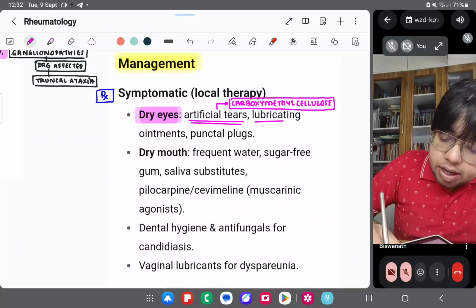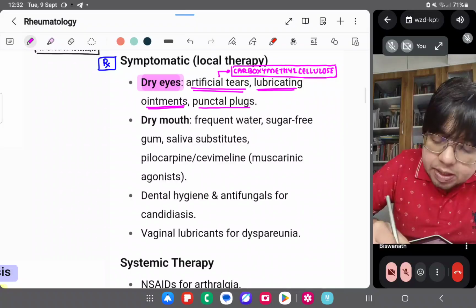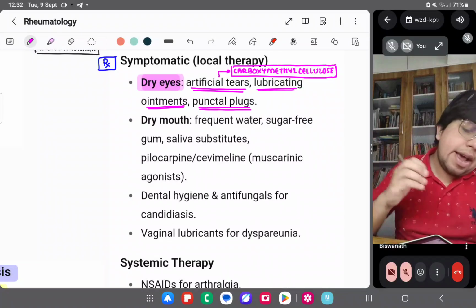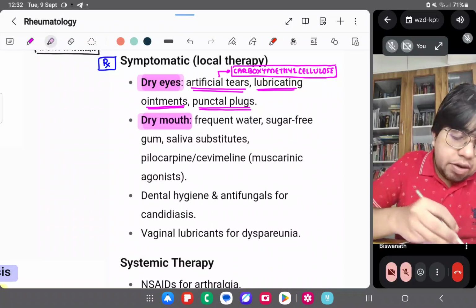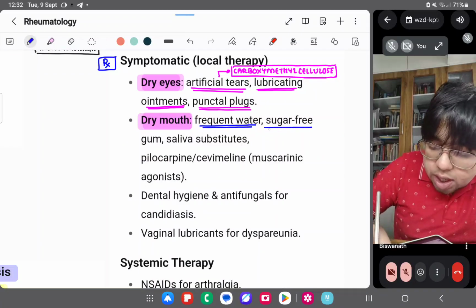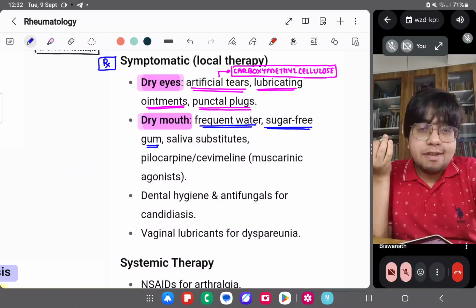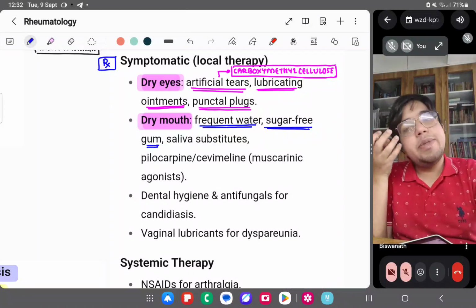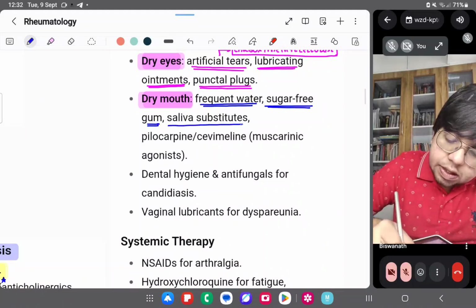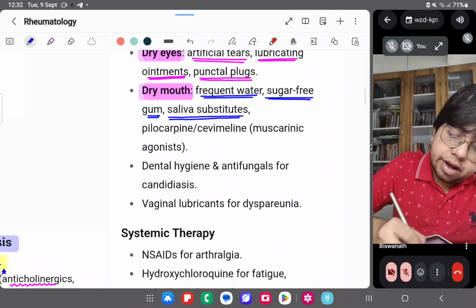Okay. You can give lubricating ointments. Lubricating ointments. Punctal plugs. Okay, these are ophthalmological things. I'm not going into that. Dry mouth. Dry mouth, what can you do? Frequent hydration, of course. Frequent water. Sugar-free gum. This sugar-free gum is basically causing a release of saliva. You must have observed that whenever you eat chewing gum, then saliva production increases, right? Sugar-free gum. Saliva substitutes. Saliva substitutes are very common.